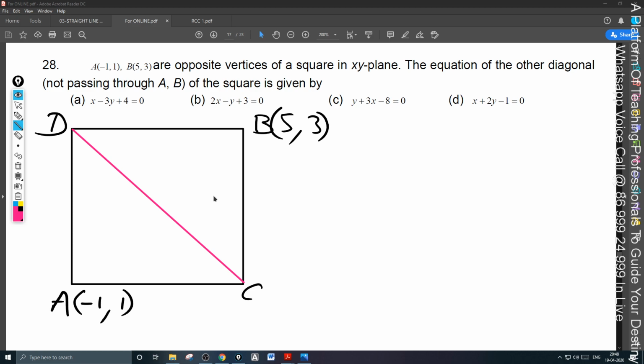Now, this is also very simple because it is a square. The midpoint of AB lies on CD. It will be the midpoint of CD also. So what is the midpoint of AB? Can you try that? Priyadarshini, please try that.